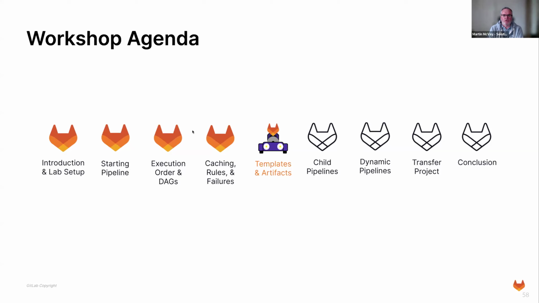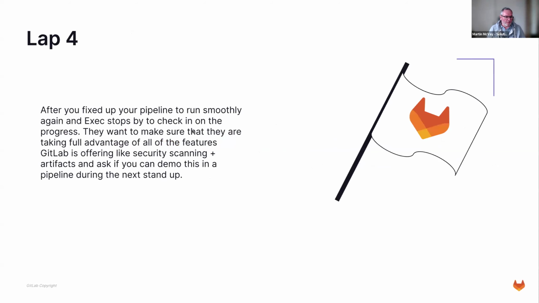We looked at caching rules and what we do with failures. And what we're going to do now is extend the theme around reusability, first of all via templates, and then also how we can use artifacts, remind ourselves of where artifacts come into the picture and how they differ from using a cache, for example.